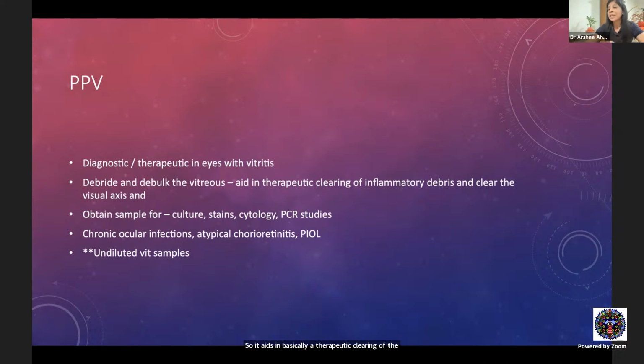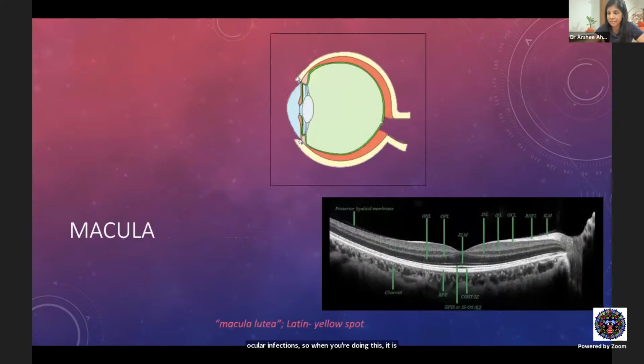You can also obtain samples for further testing, like cultures or stains, cytology, and even PCR studies to aid in diagnosis when there is a diagnostic dilemma. For example, if there is an atypical chorioretinitis, or you're suspecting intraocular lymphoma or other chronic ocular infections. When you're doing this, it is important to keep in mind that you need an undiluted vitreous sample to be sent for testing.